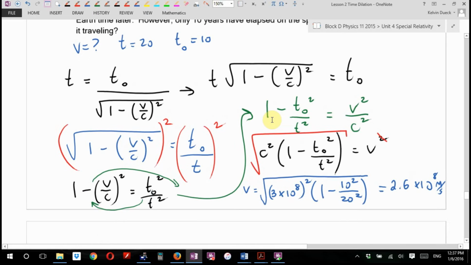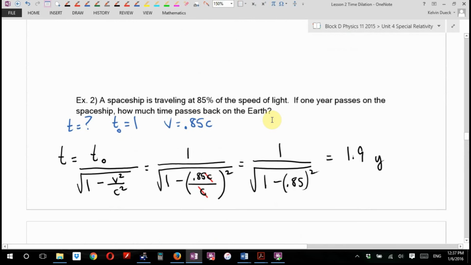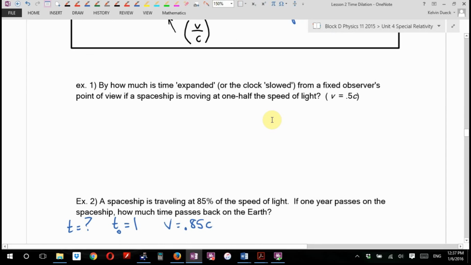Let's go all the way back to example 1. Last one. By the way, I'm hoping to give you a full half an hour to work on the homework because this is going to take some practice.